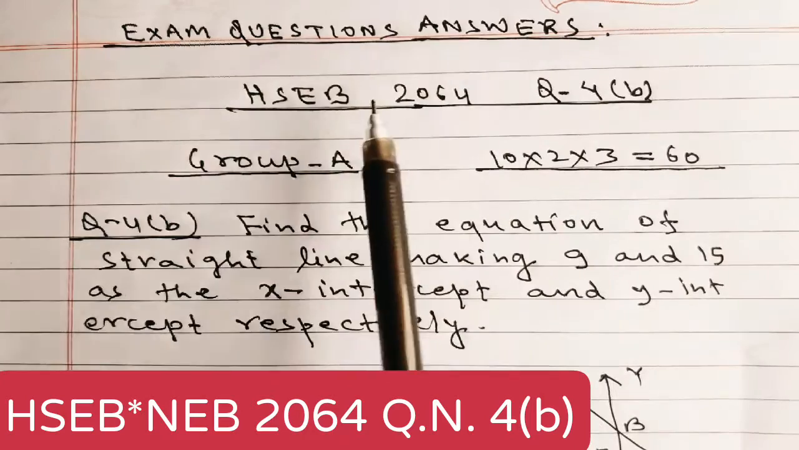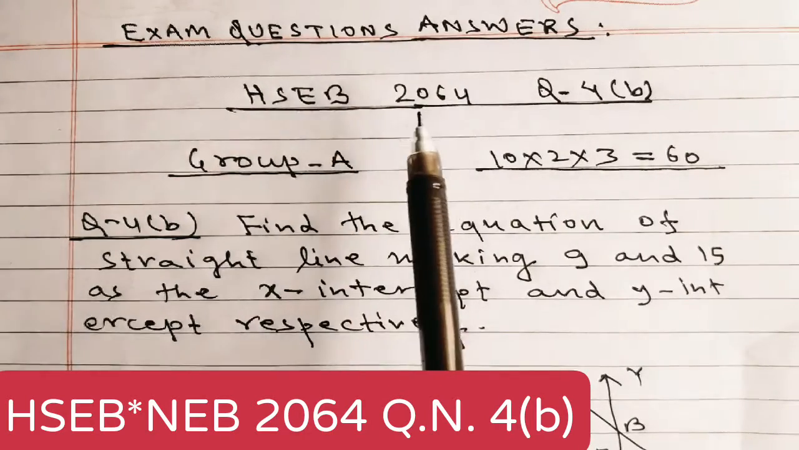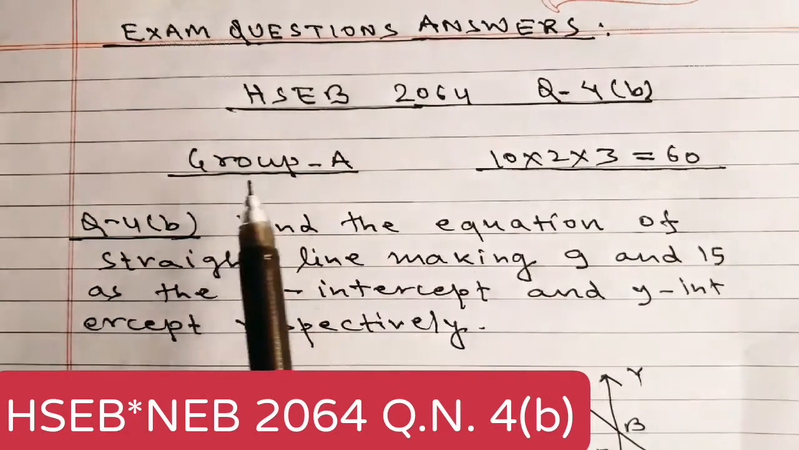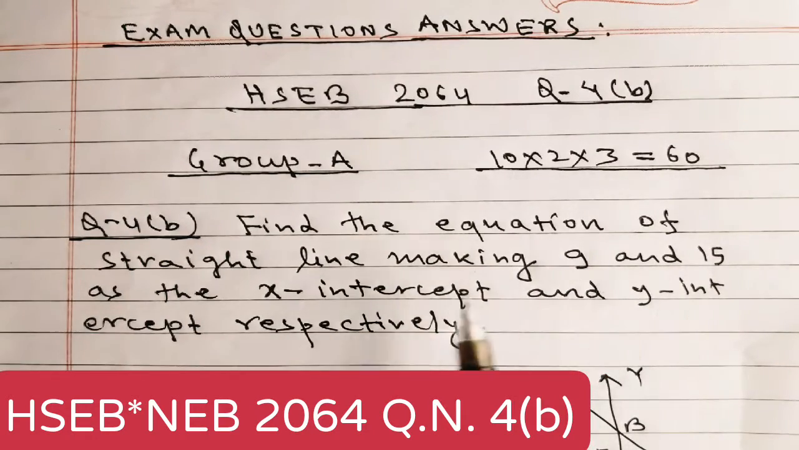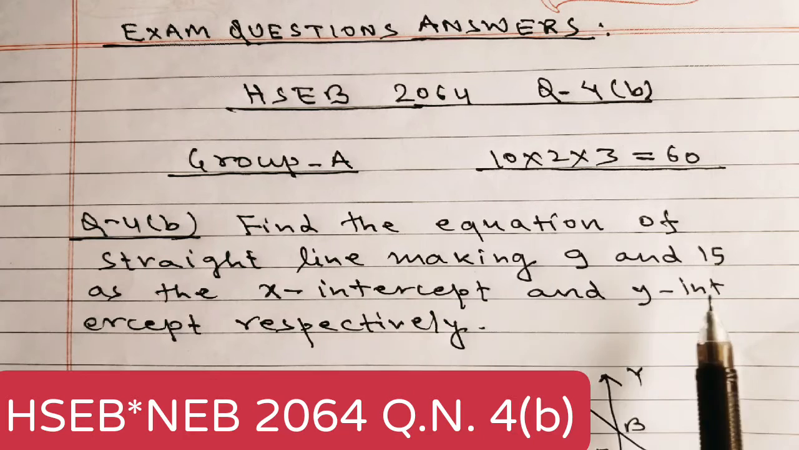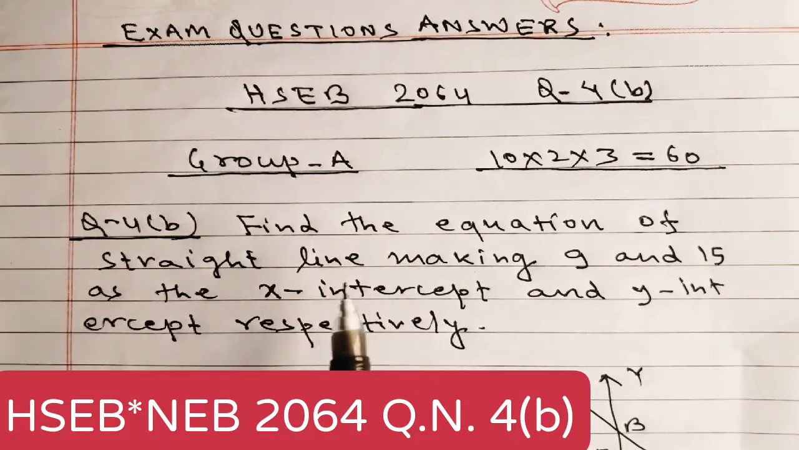HSEB questions and answers. HSEB 2064, question 4B, group A. Find the equation of the straight line making 9 and 15 as the x-intercept and y-intercept respectively.